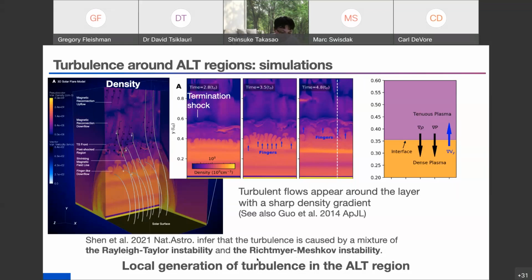Although the detailed analysis is quite difficult, the point here is that the turbulence can be locally generated in the ALT region. The local generation of the turbulence in the ALT region. This is an important point.